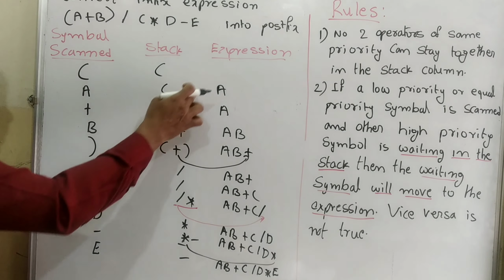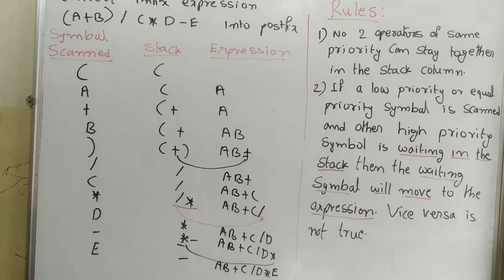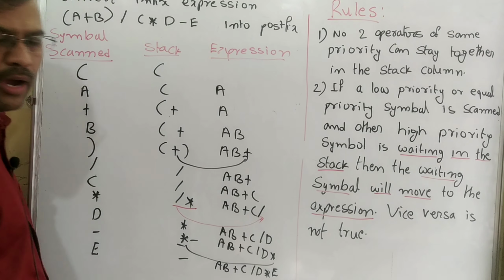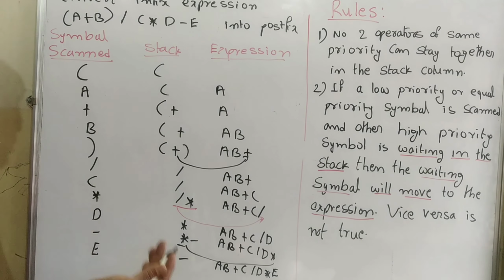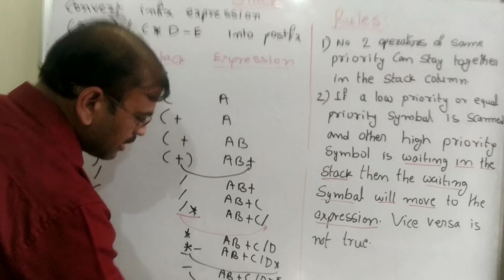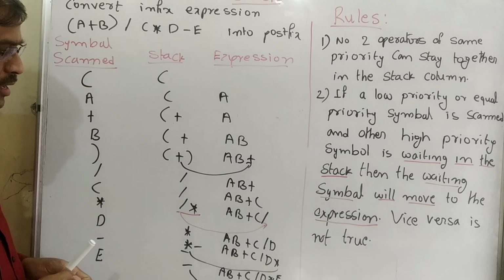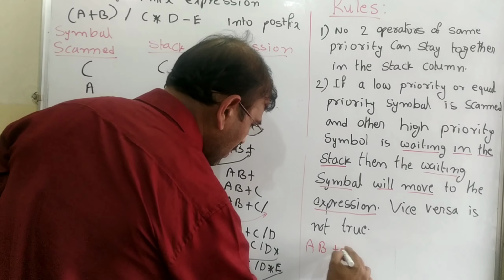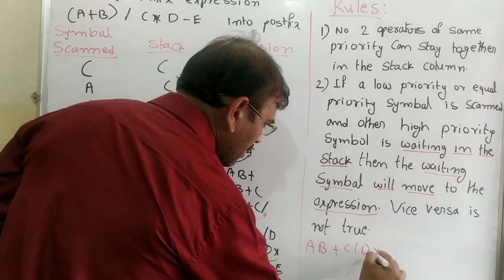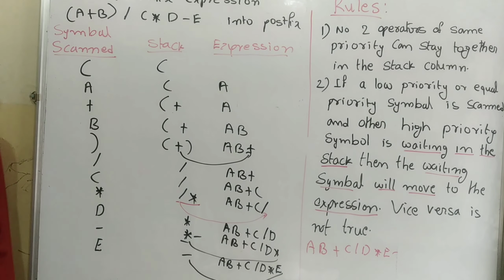So you remember always, operands we write into the expression, operators we write into the stack. Now what is remaining here? The E value also we have written here. Is there any value to push into the stack? Since there is no value to push into the stack, at the last we write whatever operator is remaining. So the answer we are going to get is AB plus C slash D multiplied by E minus. This is the result we get.